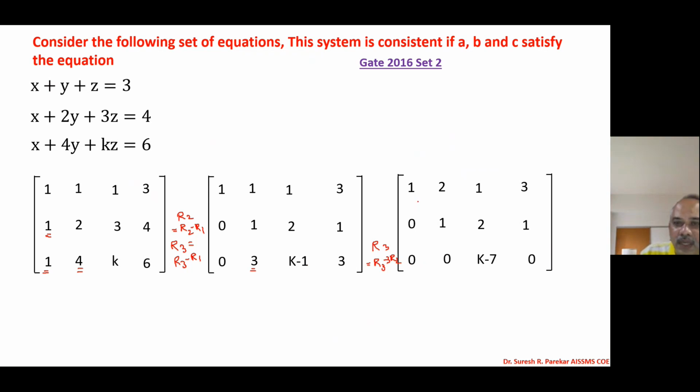Now we have this consistent, which means the rank of this matrix and the rank of this matrix should be the same. Now, as we have 0 over here, we should have 0 over here, and then only will the rank of this be 2 and of this also 2. Therefore k minus 7 is equal to 0, and we have k is equal to 7.